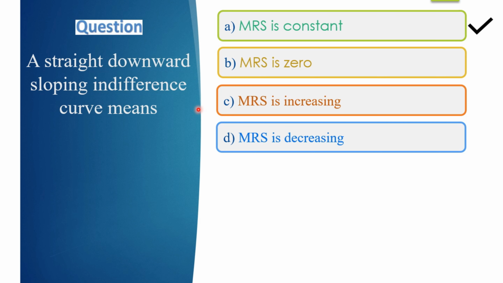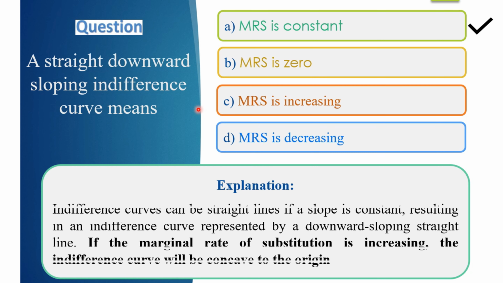Indifference curves can be straight lines if the slope is constant, resulting in an indifference curve that represents a downward sloping straight line. If the marginal rate of substitution is increasing, the indifference curve will be concave to the origin.